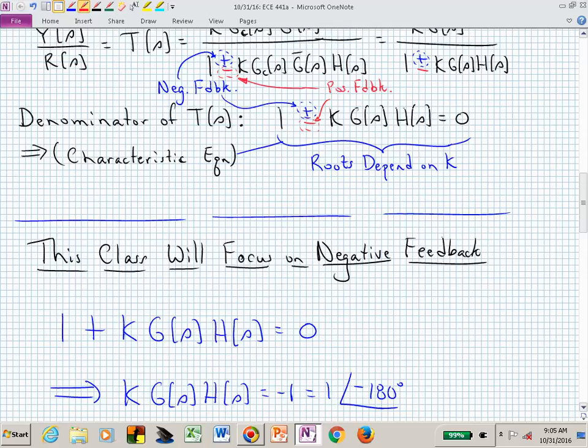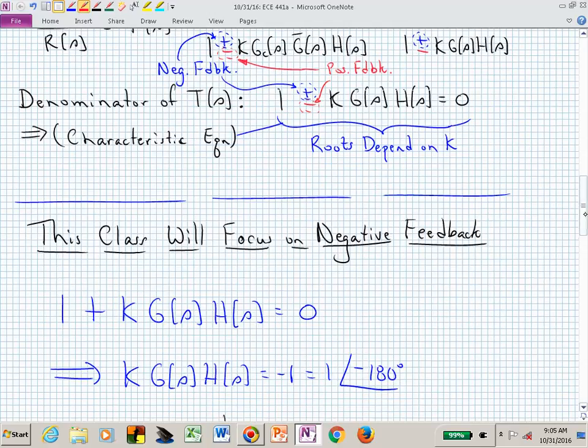I said we will focus on negative feedback in this class, and that's going to give rise to this characteristic equation in the denominator, 1 plus k g of s h of s, and we can now solve that for k g of s h of s. Remember, g of s may have buried inside it poles and zeros of our controller, and we may be able to insert poles and zeros in g of s in order to influence our behavior beyond just adjusting the gain k.